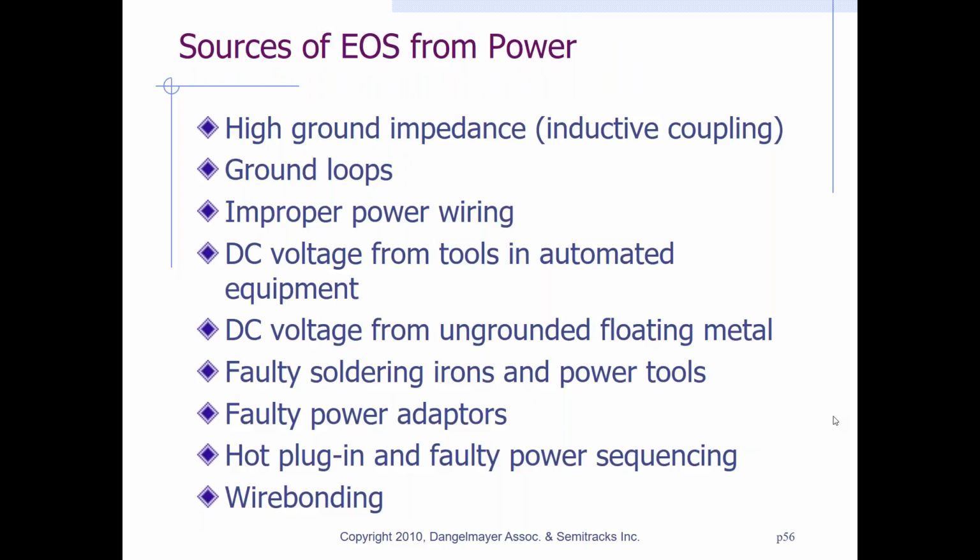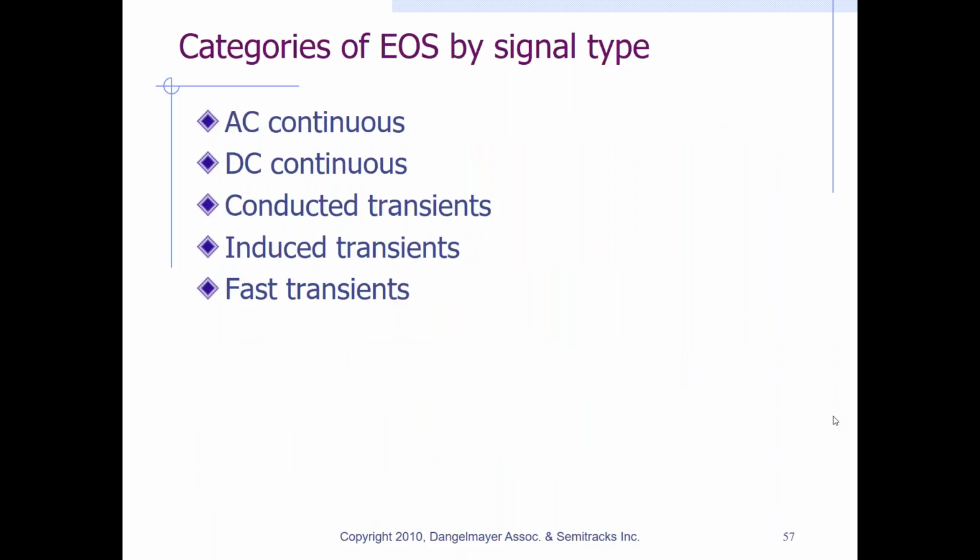Next slide, please. Of course, we can't ignore all of these sources from power, and I'm not going to go through this whole list, but there are things here that one begins to look for if they're going to be doing troubleshooting for finding sources of EOS damage. So ground loops, bad wiring, voltages from tools, soldering irons and power tools are a big possible source, using the wrong power adapters, and as I said before, just things that are really not rocket science, hot plug-in and faulty power sequencing are often the culprits. And of course, wire bonding done improperly can be a source of considerable damage. Next slide, please.